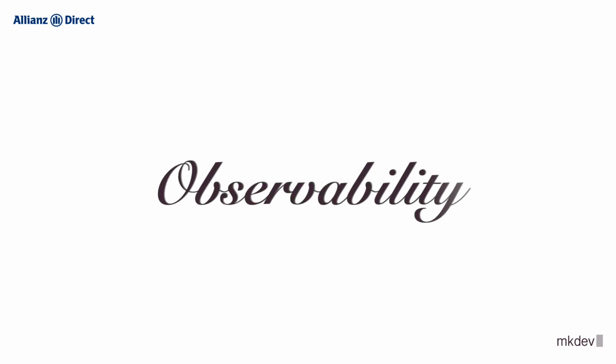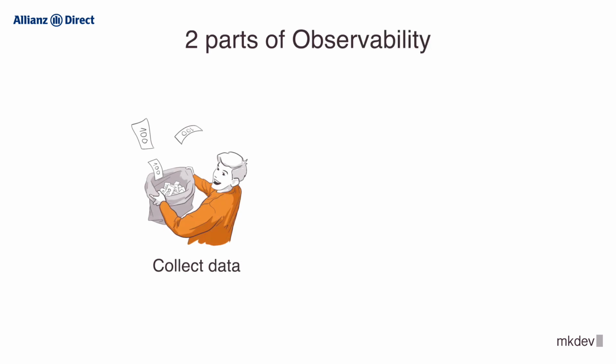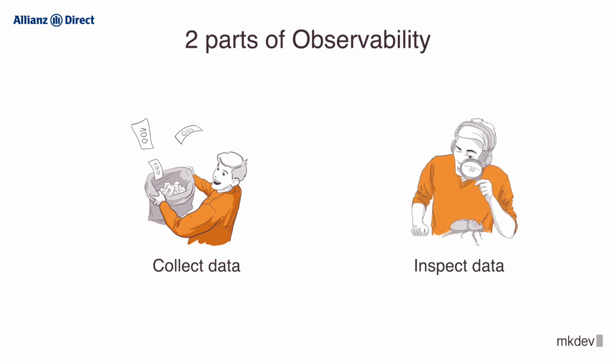In simple terms, observability consists of two parts. Collection of as much data about your system as possible, which includes metrics, logs, and tracing, and tooling to easily explore this data to be able to find what's going on in your system.